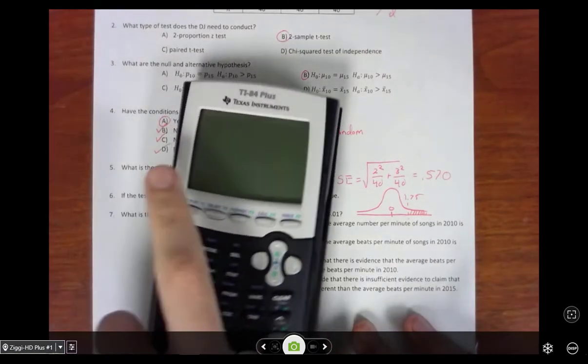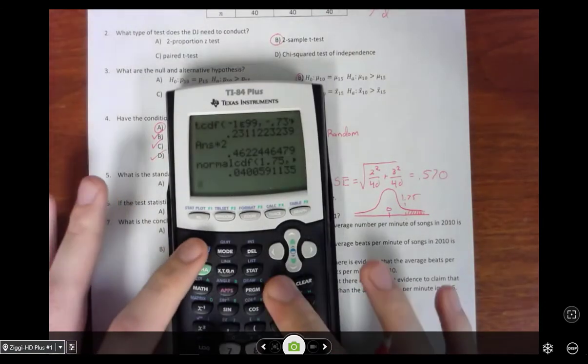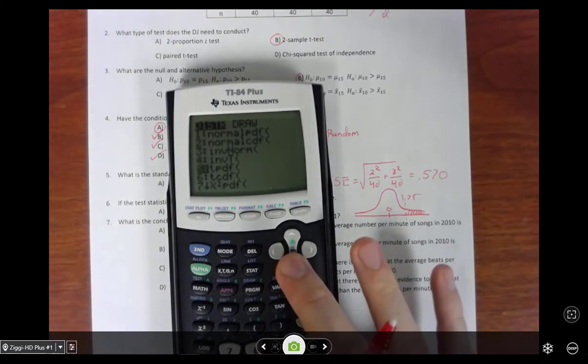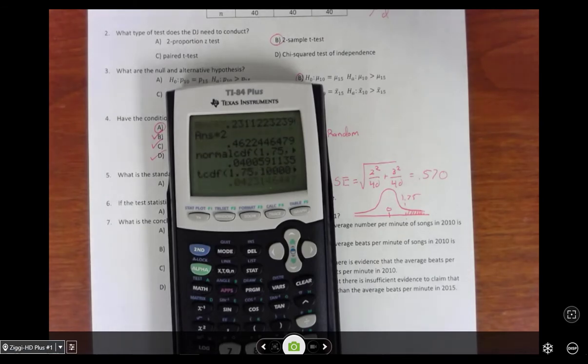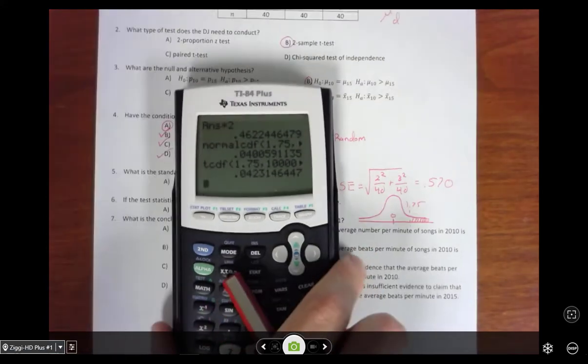So to find the p-value, we need our calculator. I'm going to go to second vars, scroll down to tcdf. Our lower bound is where we start shading at 1.75. Our upper bound is some large positive number. And it tells us the degrees of freedom are 68. If we plug all that in, we get a p-value of about 0.042.